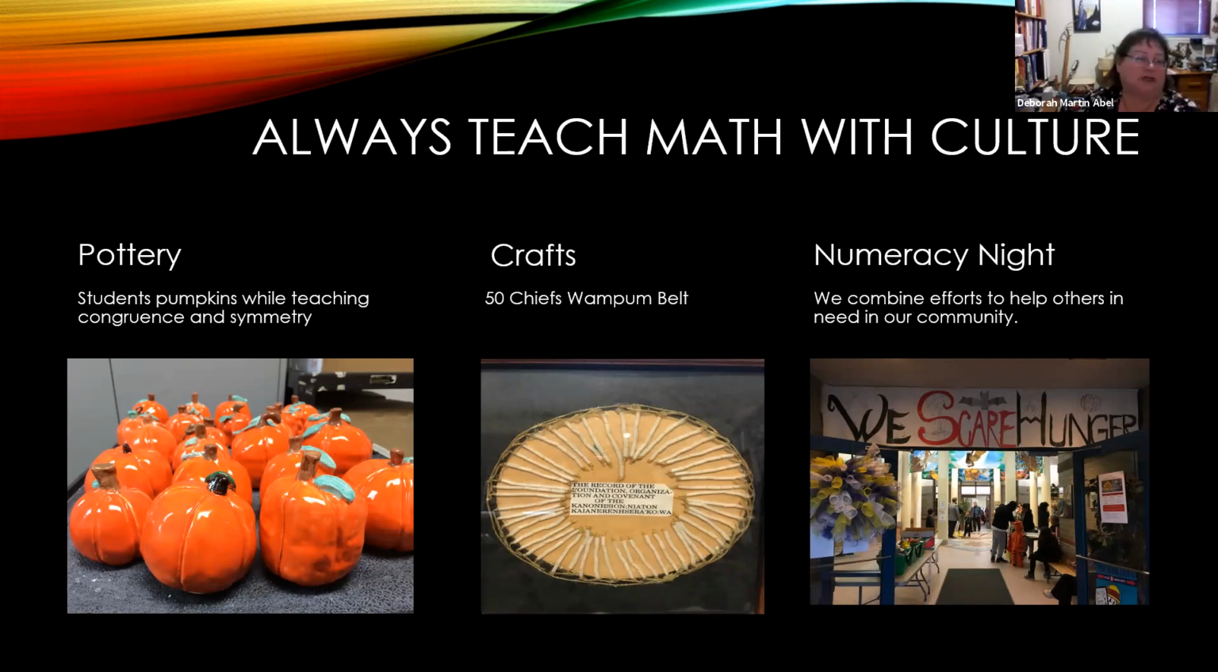So here the students made pottery. I always try to think of something, because kids were having a very hard time with congruence and symmetry, distinguishing the two, or even knowing what congruence means. Same size, same shape. So I came up with making this pumpkin.